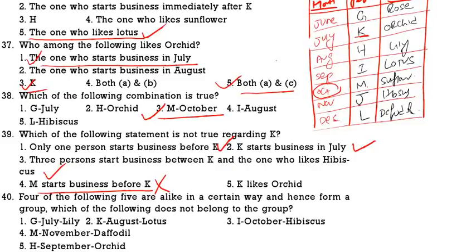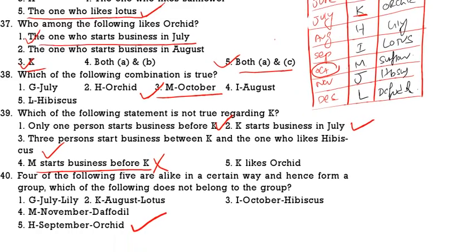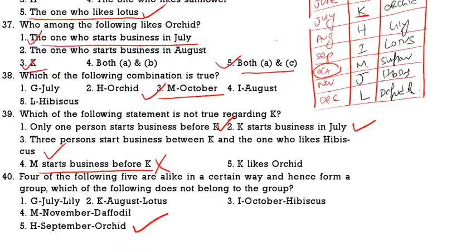Four of the following five are alike in a certain way and hence form a group. Which is the one that does not belong to the group? See this one. G, July, lily. K, August, lotus. I, October, hibiscus. Then M, November, daffodil. That is also correct. H, September, sunflower should come, but it is given orchid. So this is the answer. This one is the odd one out. The fifth one is the odd one out. Then see the next question.